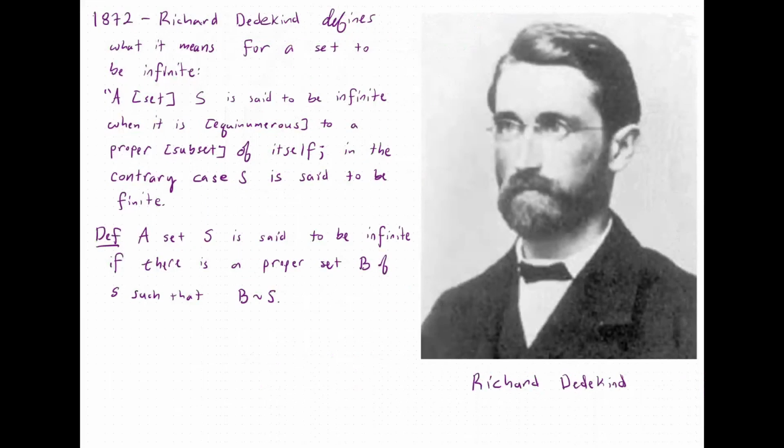We can interpret this definition in the language that we have covered so far as follows. A set S is said to be infinite if there is a proper subset B of S such that B is equinumerous to S. In the case of a finite set, we have proven in our last lesson, if you have a proper subset of a finite set, the cardinalities of the two sets cannot be equal. Therefore, we have that the sets are finite by Dedekind's definition.